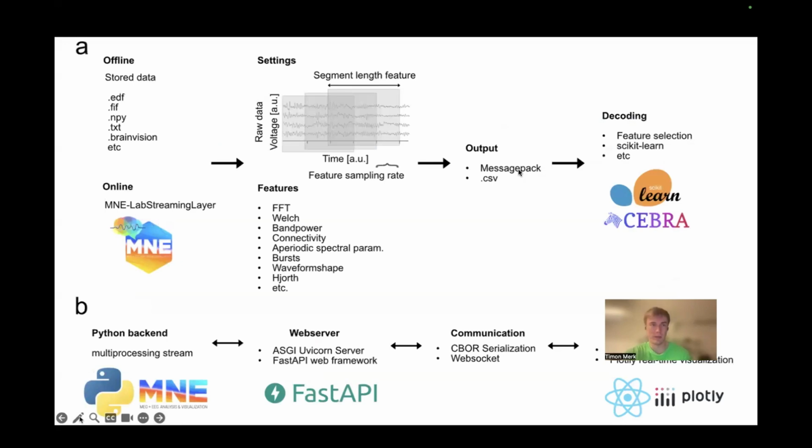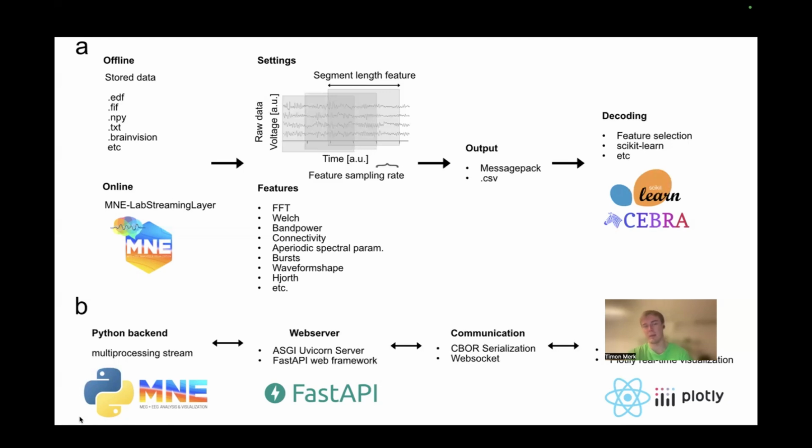First off, I want to start with the basic data input that can be used for this toolbox. There are two separations. The first one is offline recorded data. This can be in a format such as EDF, FIF, or Brain Vision, which is supported by MNE IO. And the second one is online real-time feature estimation. Here we make use of the great software package MNE Lab Streaming Layer. So online streaming can be obtained through a lab streaming layer stream.